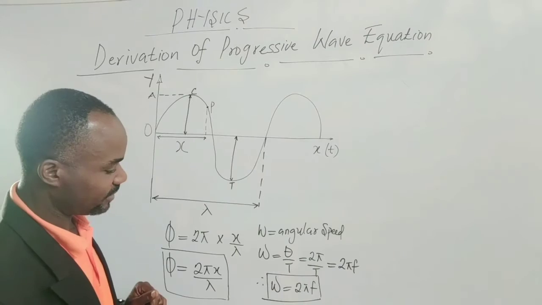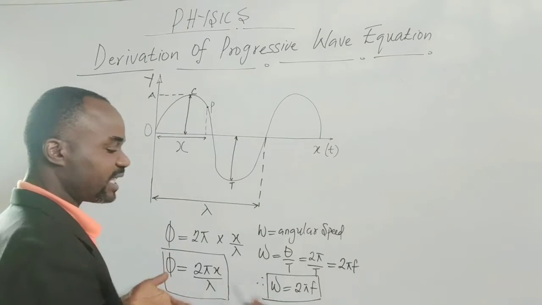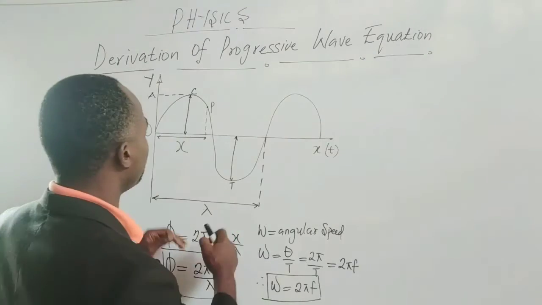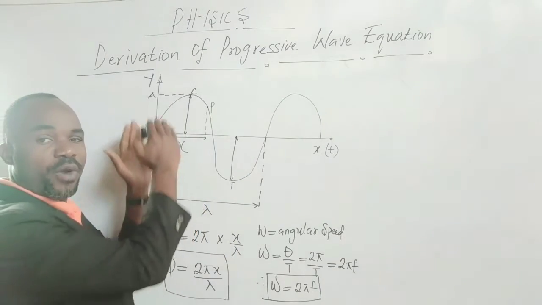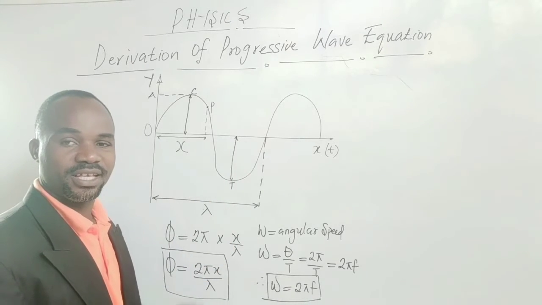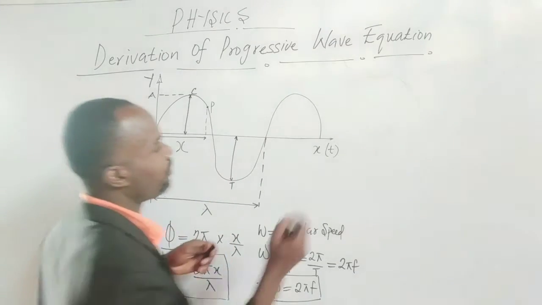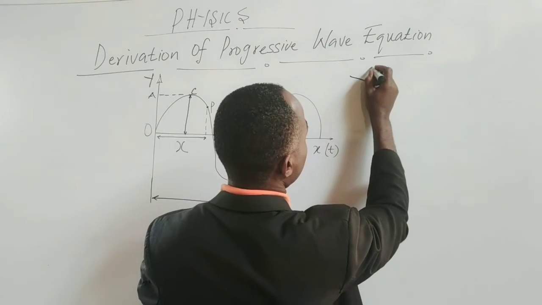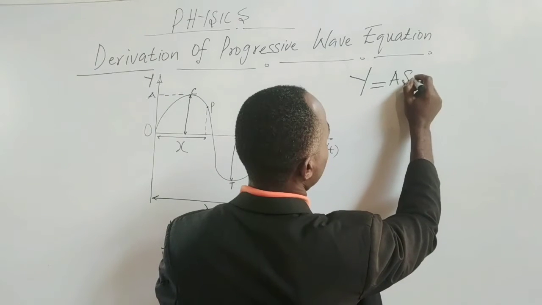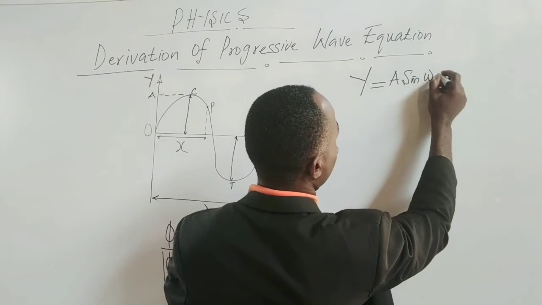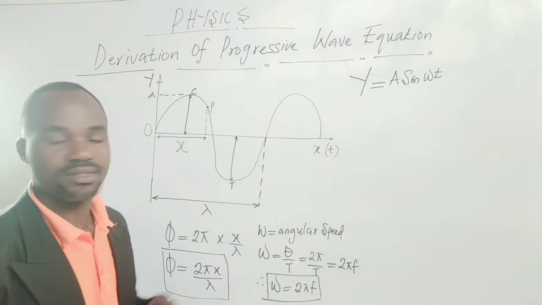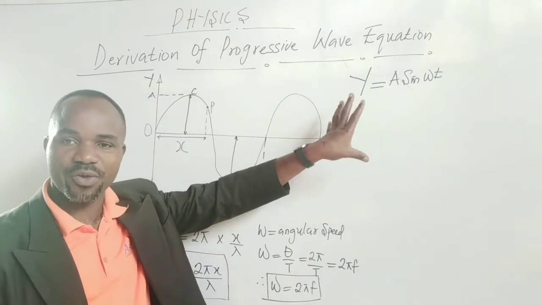Having said that, now we have certain parameters that will help us to generate what we're looking for. The next thing is we consider the fact that what we have on the board is a sine wave function, which can be represented by y, the vertical component, equals the amplitude, a, times sine omega t. That is a relation that represents a sine wave function.